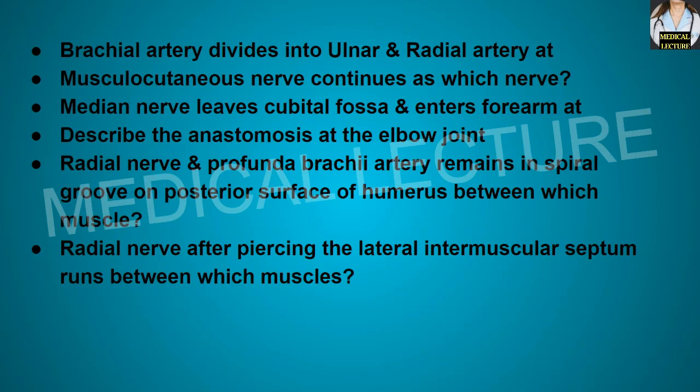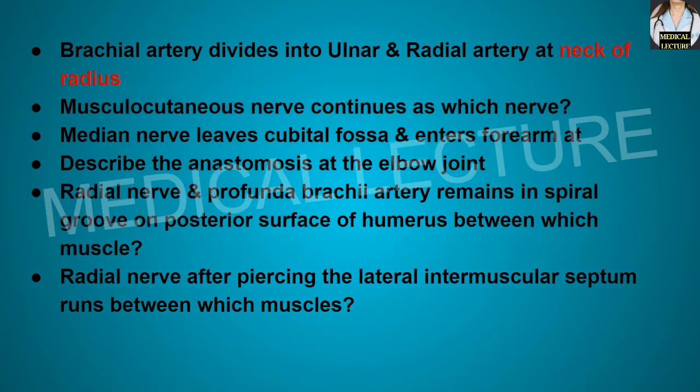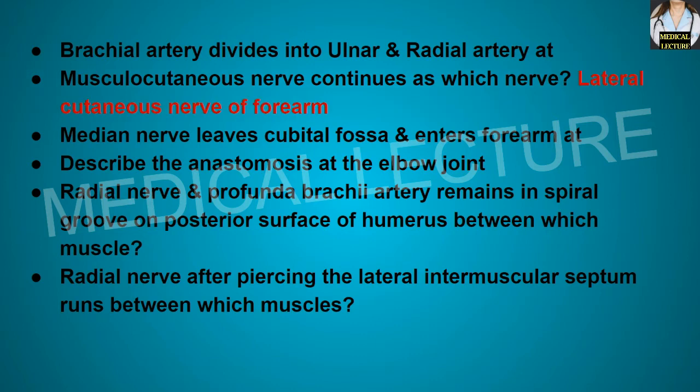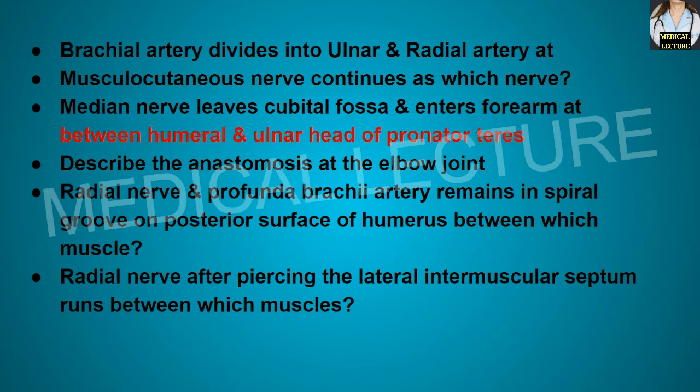The brachial artery divides into ulnar and the radial artery at the neck of the radius. Musculocutaneous nerve continues as which nerve? It continues as the lateral cutaneous nerve of forearm. Median nerve leaves the cubital fossa and enters the forearm between the humeral and the ulnar head of the pronator teres muscle. Describe the anastomosis at the elbow joint.